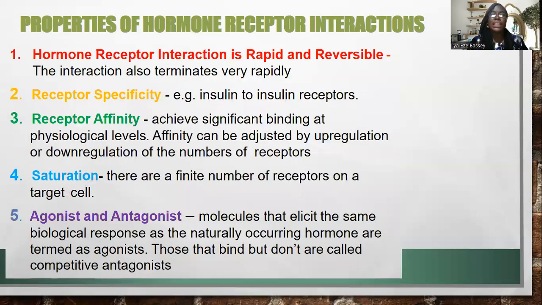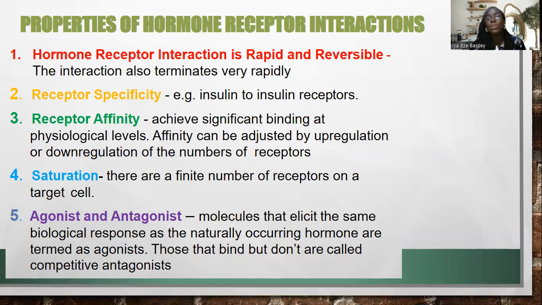Then if we have looked at that, we should also look at the properties of hormone receptor interactions. Number one, the hormone receptor interaction is rapid and reversible, which is why the interaction can also be terminated very rapidly for control of hormone activity. Also, there's receptor specificity. Insulin can only bind to insulin receptors. Thyroid hormones can only bind to thyroid hormone receptors.